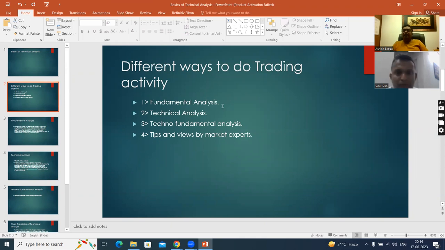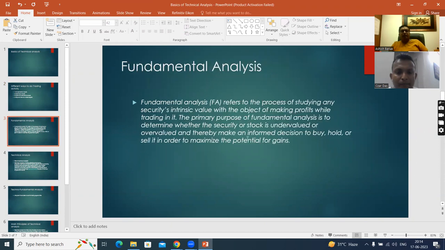Then fundamental analysis means where you study the balance sheet, the sales figures, the profit and loss statement, the projections, everything. Depending on that, we try to find out whether the stock price is undervalued or overvalued. If it is undervalued, then we try to buy it so that subsequently we can sell it at a higher price.